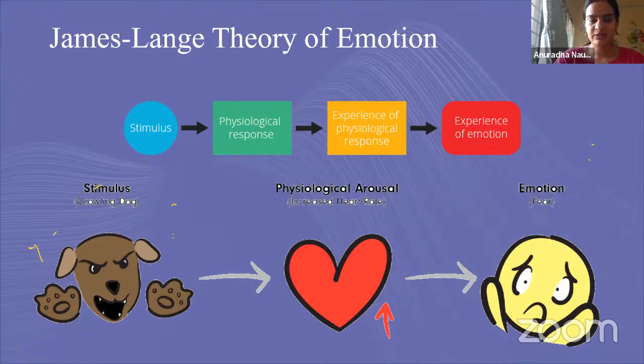So a very basic understanding of emotions for James Lange was that first you see the stimulus, then there is physiological arousal in the shape of increased heart rate, or dry mouth, or getting nervous, tingling in your fingertips, and then you'll experience the emotion.